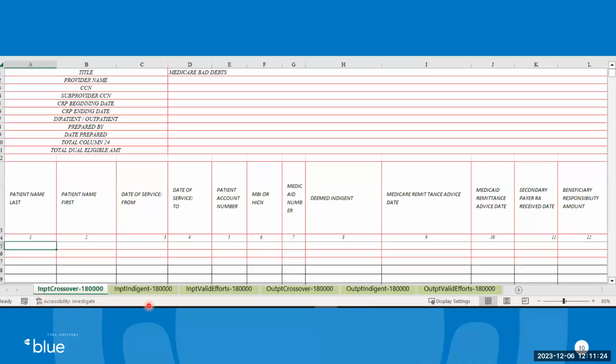You can see along the bottom here, we've got different tabs. So I've got inpatient crossover, inpatient indigent, inpatient valid efforts. Then we switch. We go to outpatient crossover, outpatient indigent, so on and so forth. You're going to have all these tabs for each one of your provider numbers. So it is a lot of tabs, but it does keep it very clean. And we do think that will help the Medicare auditors decipher what type of bad debt you're claiming.